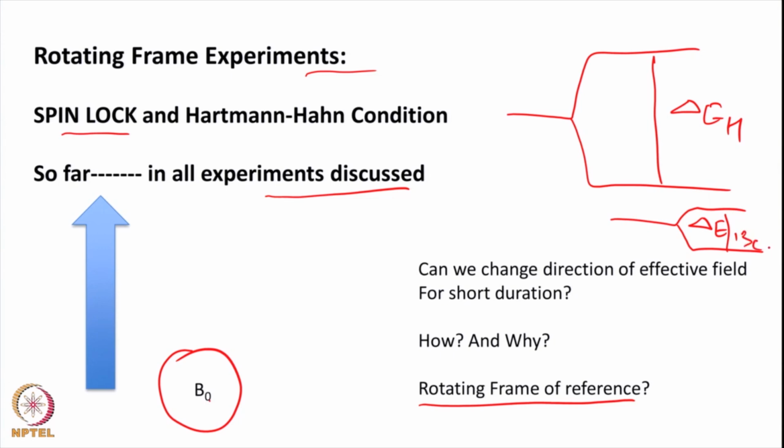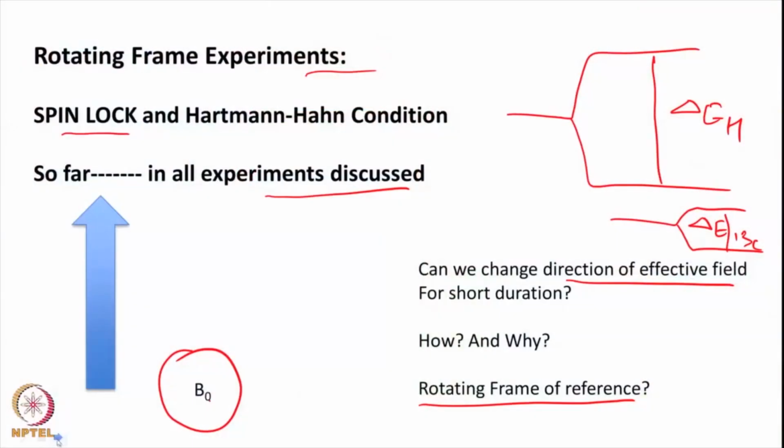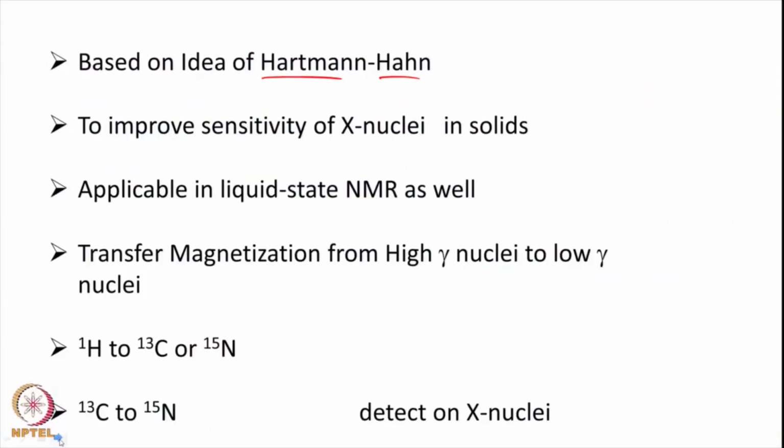But suppose we change the effective field direction. By doing that we can match the energy gap between proton and carbon, and we somehow match it, then in the last class we conceptualized that we can transfer the polarization from proton to carbon, and that will enhance the sensitivity. So, how are we going to do that for improving the sensitivity of X nuclei? This was conceptualized in solid, but it is also applicable in liquid state.